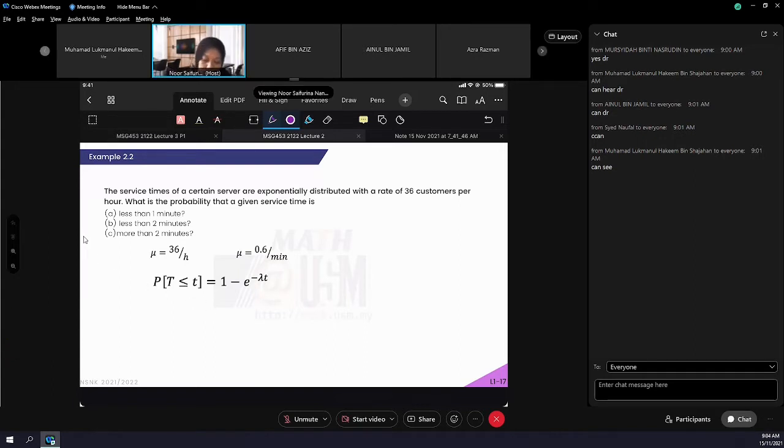Okay. So A, you want to calculate probability that a given service time is less than 1 minute. So probability of T less than 1 minute. Okay. Make sure you use the right unit for your service time. Okay. So T less than 1, so substitute in your formula. So you should get 0.4512. Okay.